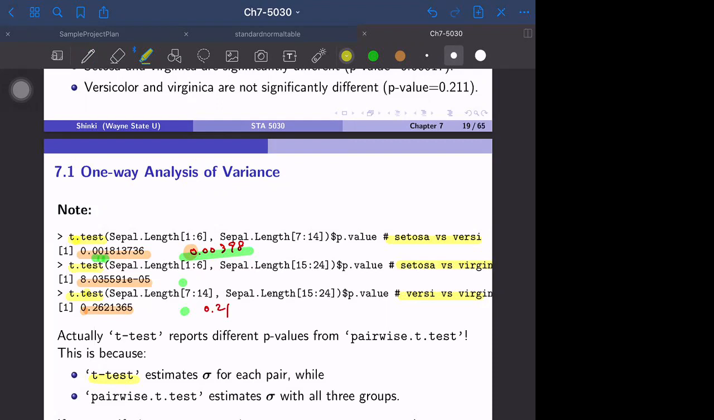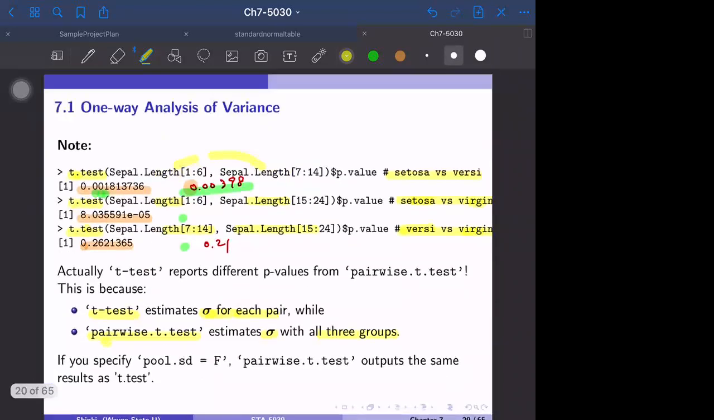So we estimate the size of sigma for each pair. At first, we estimated sigma using these two groups. But for the second test, we used these two groups, Setosa and Versicolor, sorry. And for the third, we only used Versicolor and Virginica to estimate sigma. But the pairwise.t.test function estimates sigma with all three groups. So we calculate sigma from all three groups, but to compare, we only use two groups. That difference in assumption makes the p-values different.